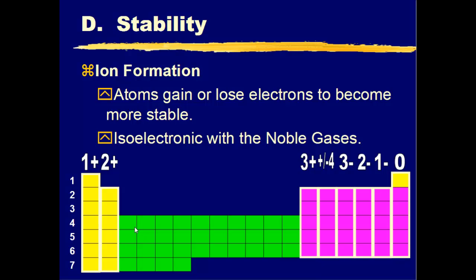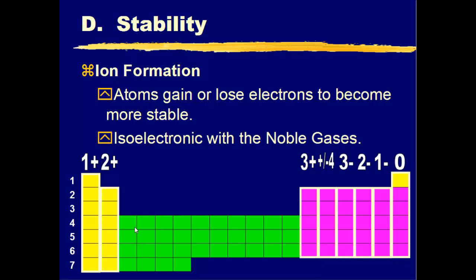Now for group 13, those elements are going to form a +3 charge. Group 14 is right in the middle of the table. They can be +4 or -4 ions. Group 15 forms -3 ions. Group 16, -2. Group 17, -1, and Group 18 is 0. Now that is a pattern in and of itself, but the reason that that pattern exists is because of the elements trying to look like noble gases.